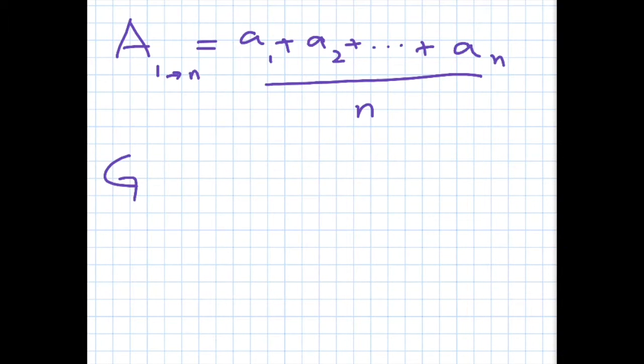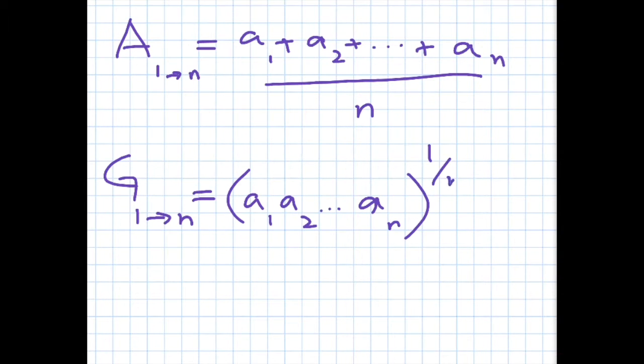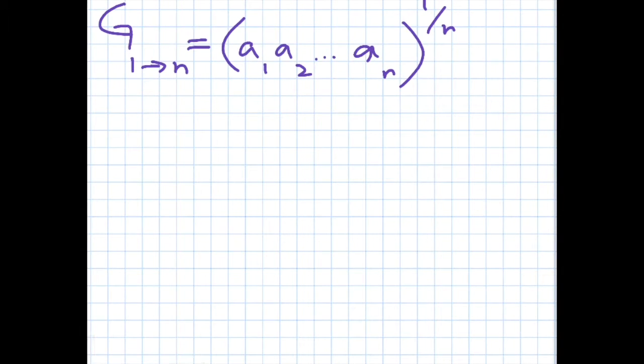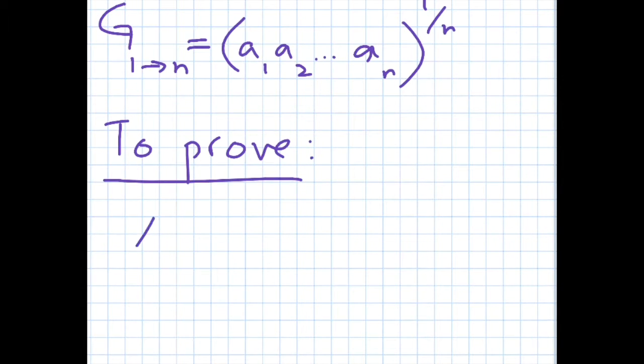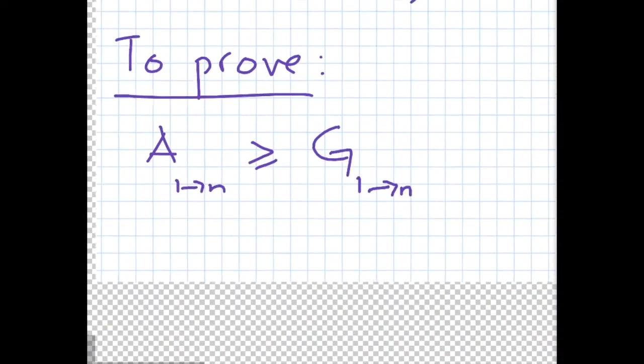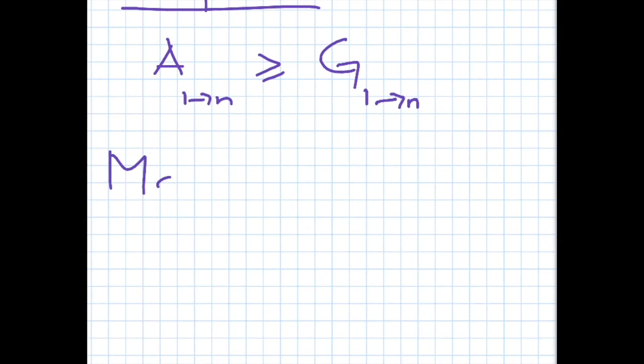And we'll define the geometric mean G from 1 to n. This is equal to the product of the same numbers, and we take the nth root. So now our job is to prove that the arithmetic mean of n numbers is always greater than or equal to the geometric mean of those same n numbers. The technique we will use is mathematical induction.